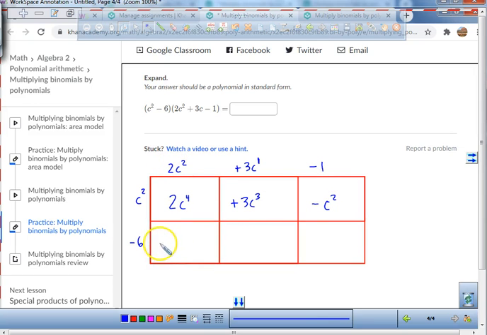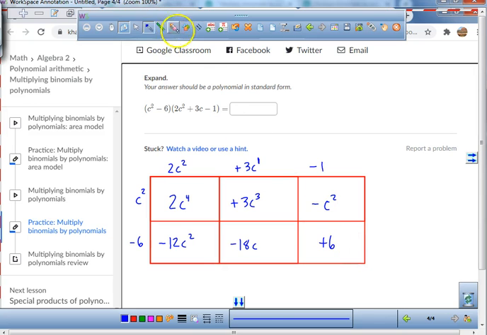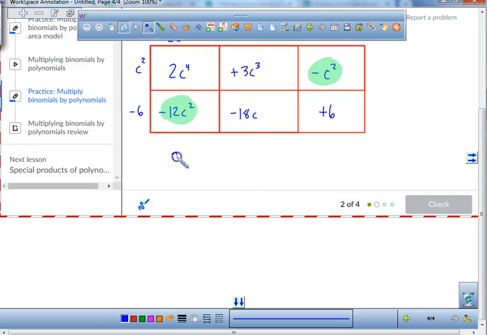2 times negative 6 is negative 12, but we got to put the c squared right there. Then we have 3c times a negative 6, that's negative 18, but there's still a c to the power of 1, so we still put c. Then we got a negative times a negative, which makes a positive, so I'm going to put a plus 6. Now what we have to do is scan for like terms. The only things I can see that are like terms are a negative c squared and a negative 12c squared, and that's it. So here we go. Here's our final answer.